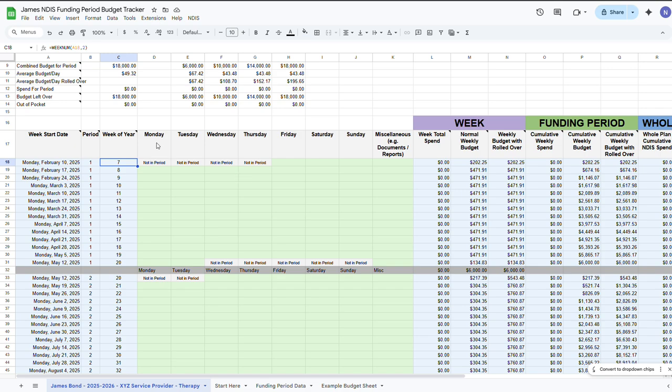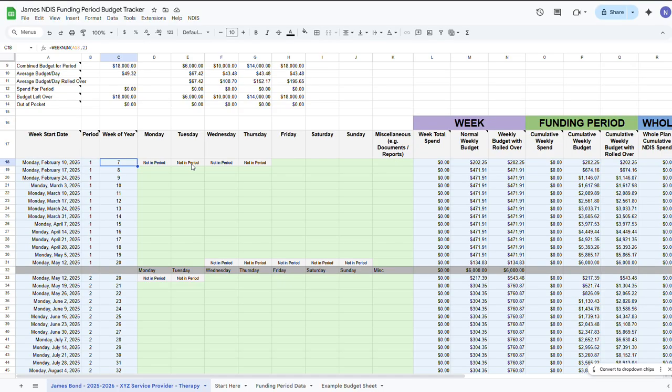We then have each day of the week: Monday, Tuesday, Wednesday, Thursday, Friday, Saturday, and Sunday. And then we've got a miscellaneous column as well for you to enter any spend which is miscellaneous. And that might be documentation or reporting that you're expecting to do.